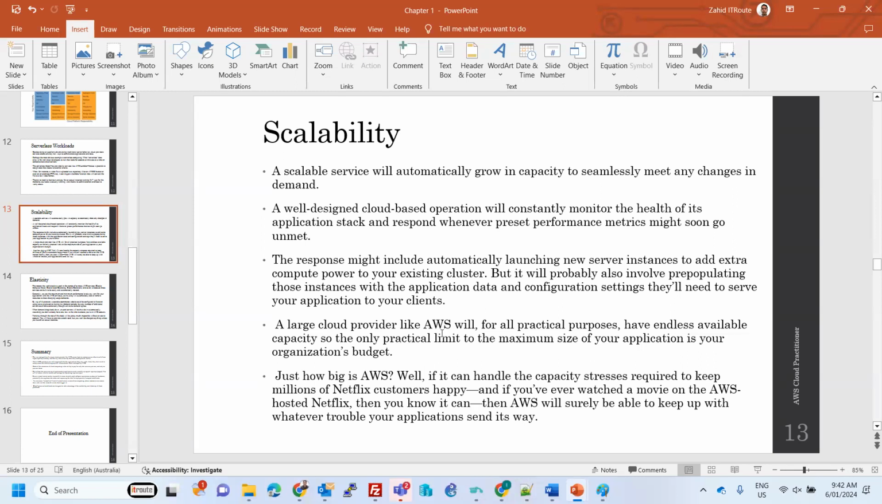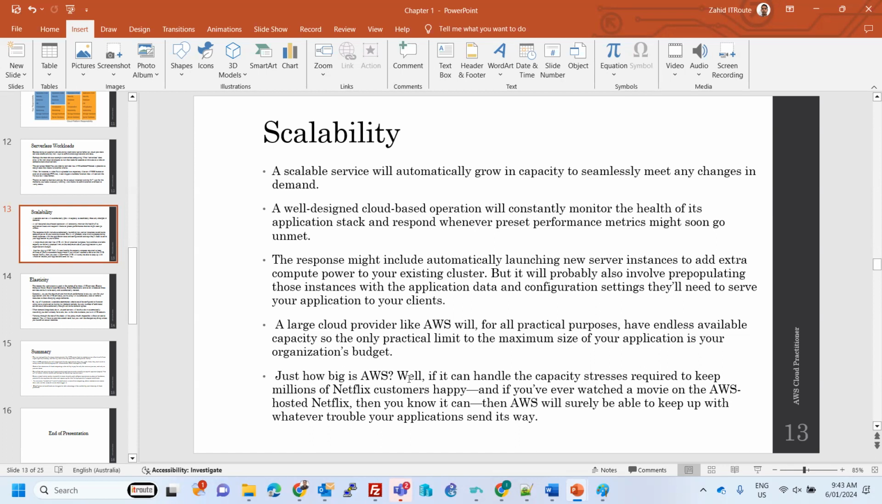A large cloud provider like AWS will, for all practical purposes, have endless available capacity. So the only practical limit to the maximum size of your application is your organization's budget. That means they have many options. Let's say you need 10 terabytes or petabyte-scale data to store, or you need hundreds of VMs. They can provide it, they have enough capacity.